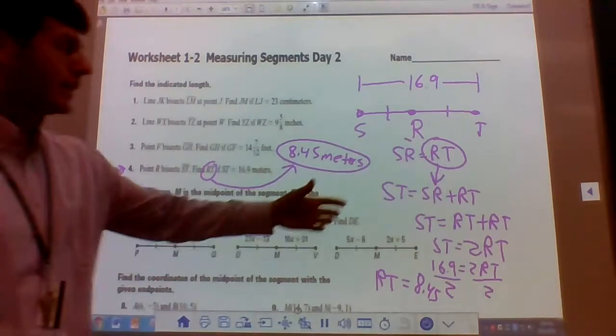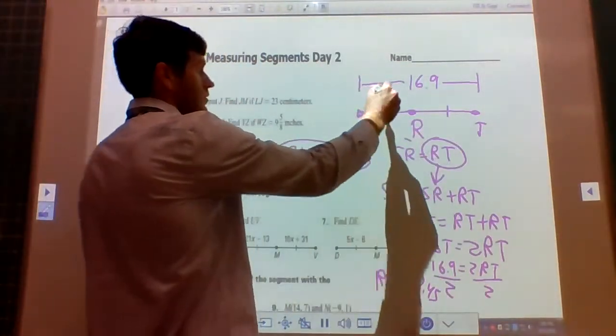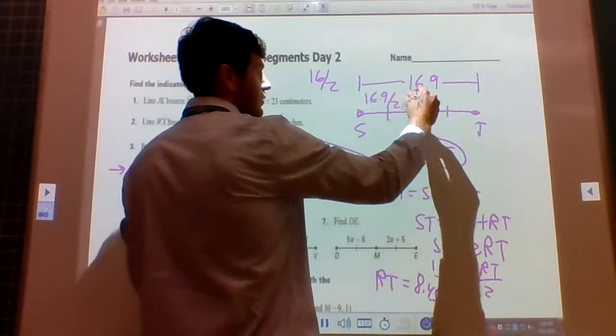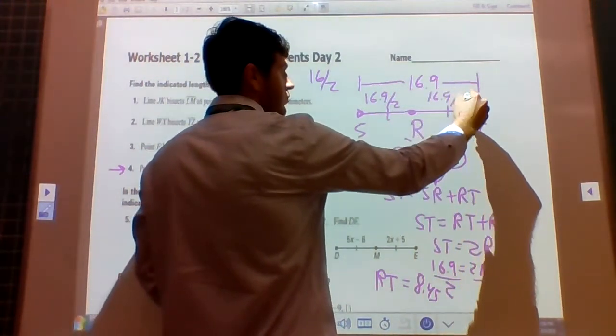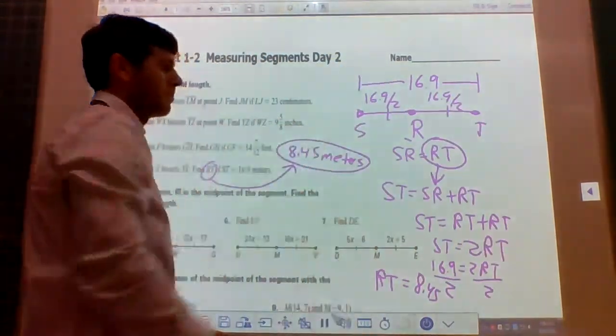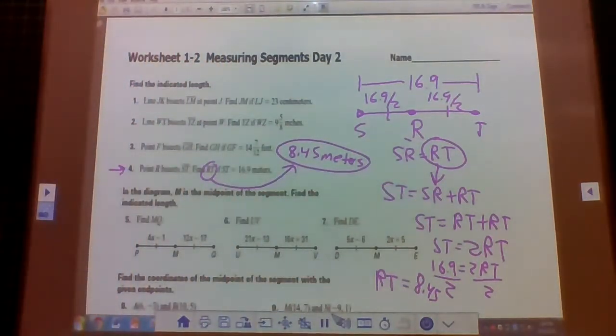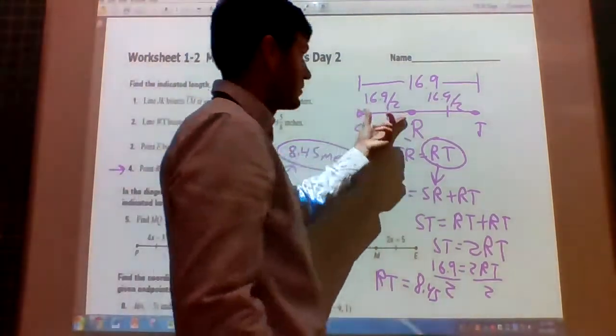You're just taking 16.9 divided by 2. You don't have to write the long way out. 16.9 divided by 2 is 8.45. So this is 8.45.